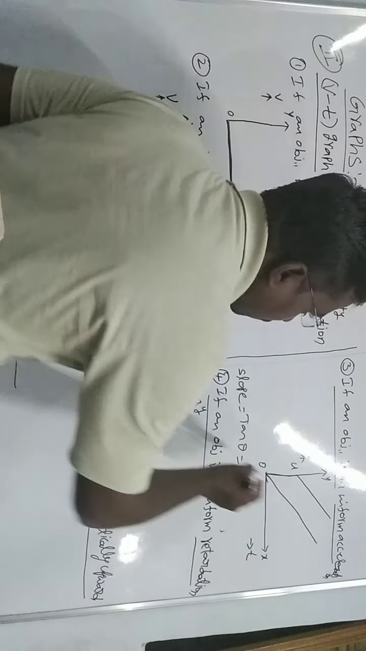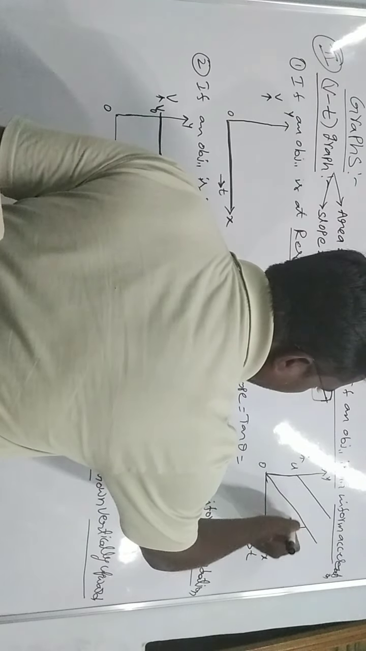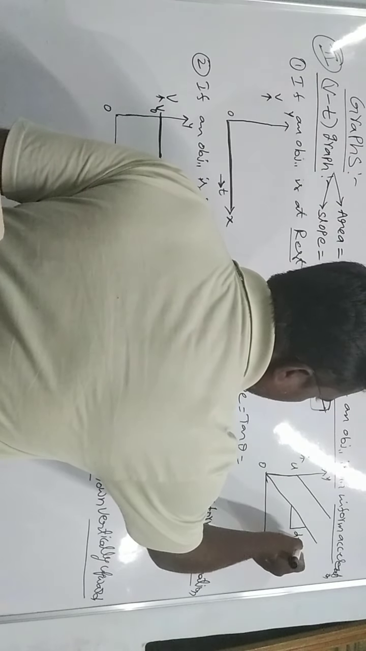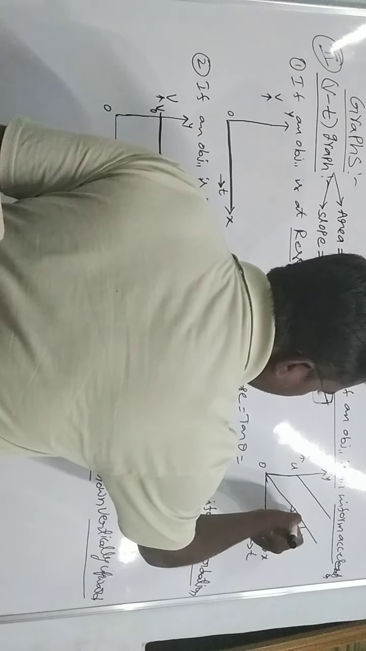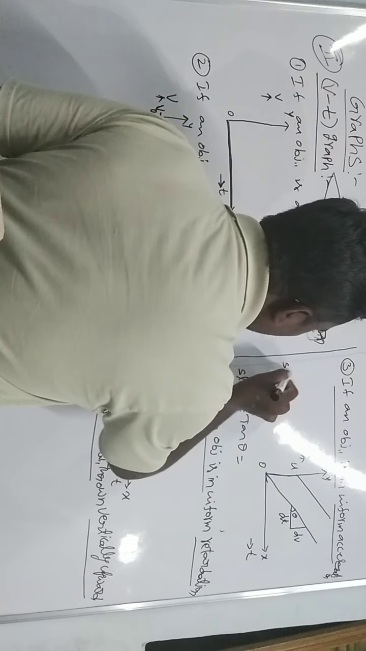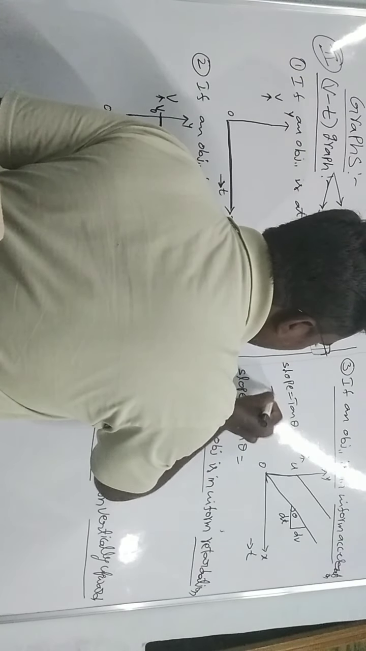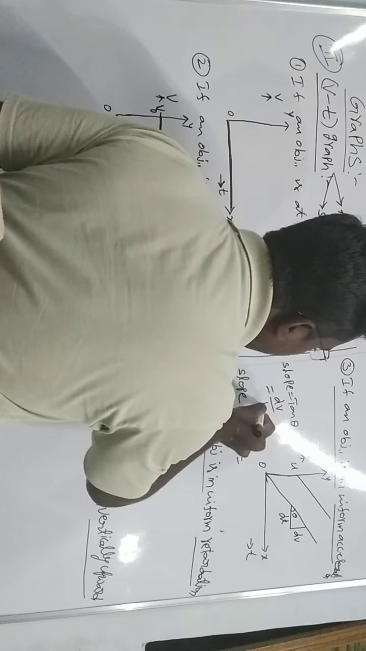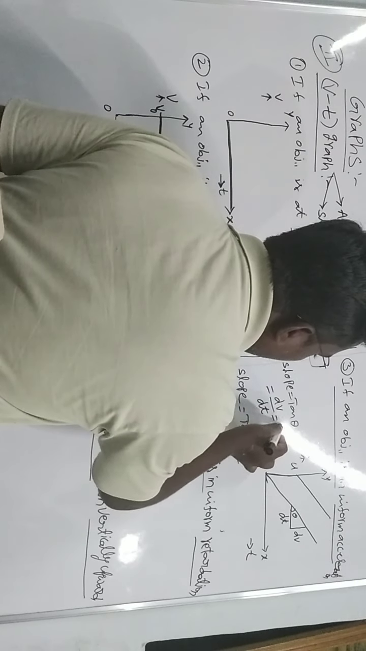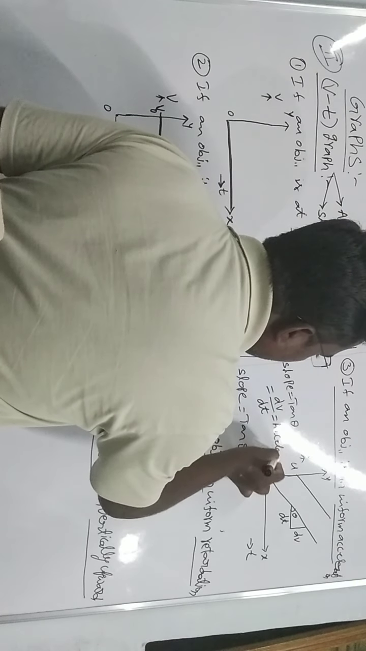Okay. Now the slope: this is dv, this is dt, and this is theta. Slope equals tan theta equals dv by dt equals acceleration.